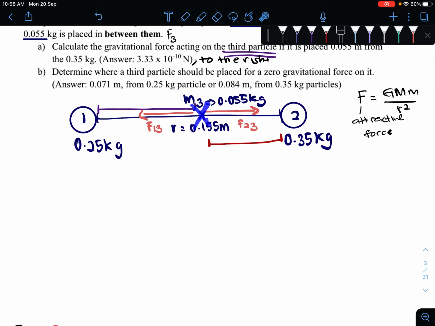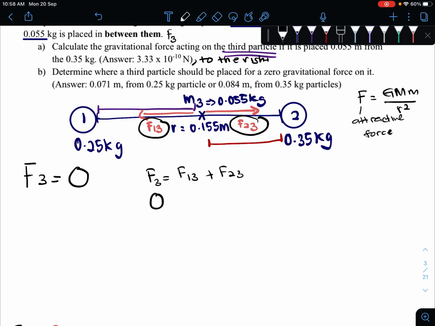Sekarang, di mana patutnya objek ketiga ini duduk supaya kita dapat total force on 3. Maksudnya F3 kena sama dengan 0. Which means tadi kita kata F3 dia akan experience attractive antara 1, 3 dan juga 2, 3. So, F3 which is equals to F13 plus F23 sama dengan 0. Okay. So, kita tahu F13 dia ke kiri. Direction dia kita dah tahu. Direction dia ke kiri. So, negative F13 whatever the value is.